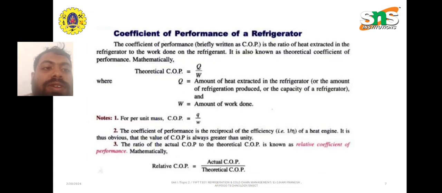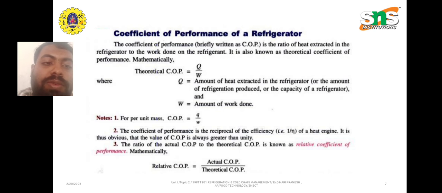Coefficient of performance of a refrigerator. The COP is the ratio of heat extracted in the refrigerator to the work done. It is also known as theoretical coefficient of performance, which is given by the formula COP equals Q by W, where Q is the amount of heat extracted in the refrigerator or the amount of refrigeration produced or the capacity of a refrigerator, and W is the amount of work done. For 1 unit mass, COP is Q by W.